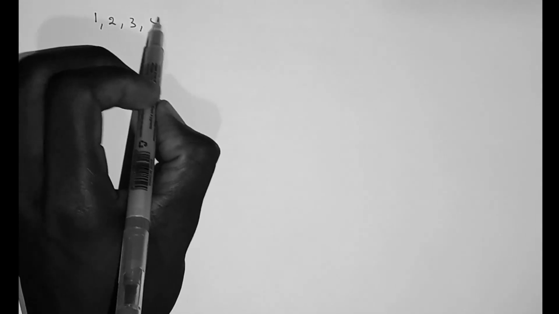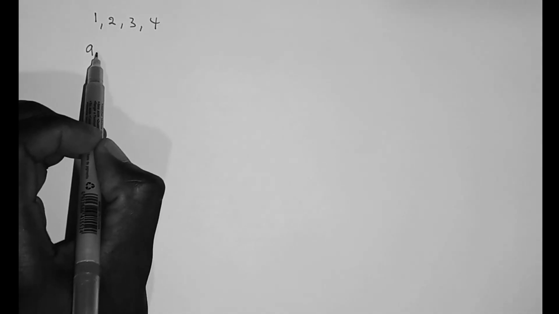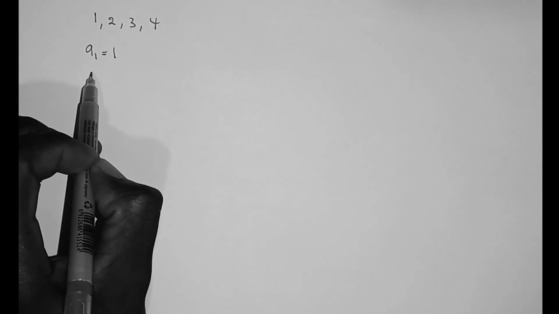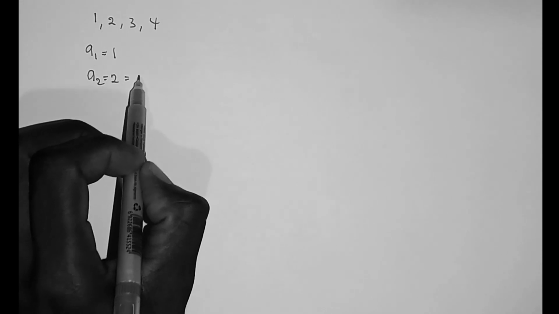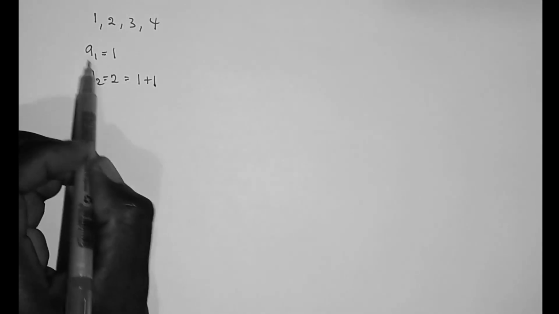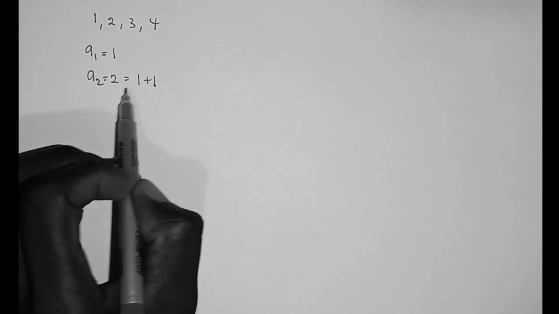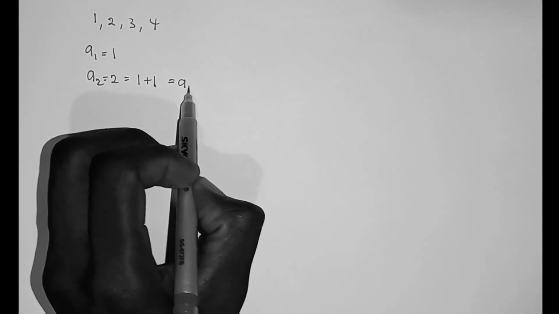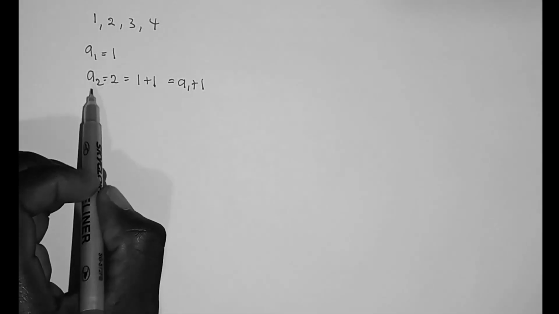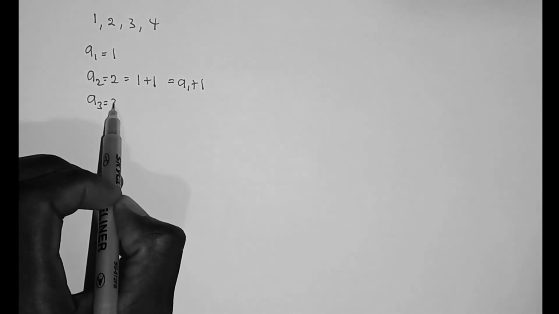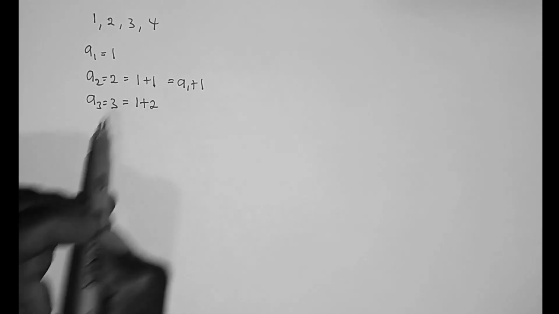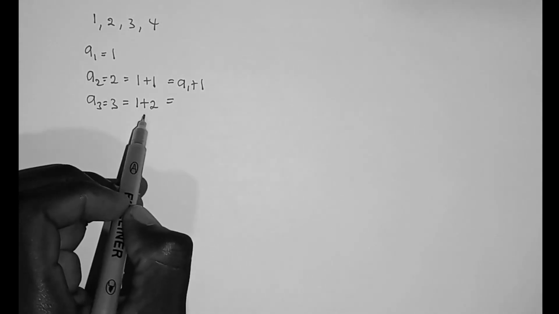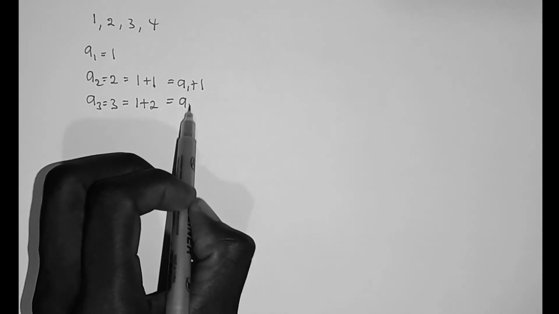So now let's consider these numbers 1, 2, 3, and 4. What is A1? A1 is equal to 1. And what is A2? A2 is equal to 2. However, 2 can also be written as 1 plus 1. But we know that A1 is 1. So therefore, this 2 can also be written as A1 plus 1. Then what about A3? A3 is equal to 3. And 3 is the same as 1 plus 2. And this 1 is A1. So this is equal to A1 plus 2.